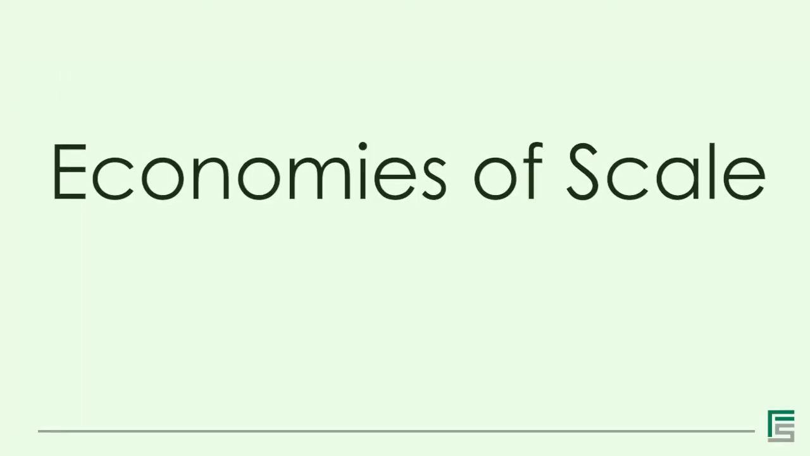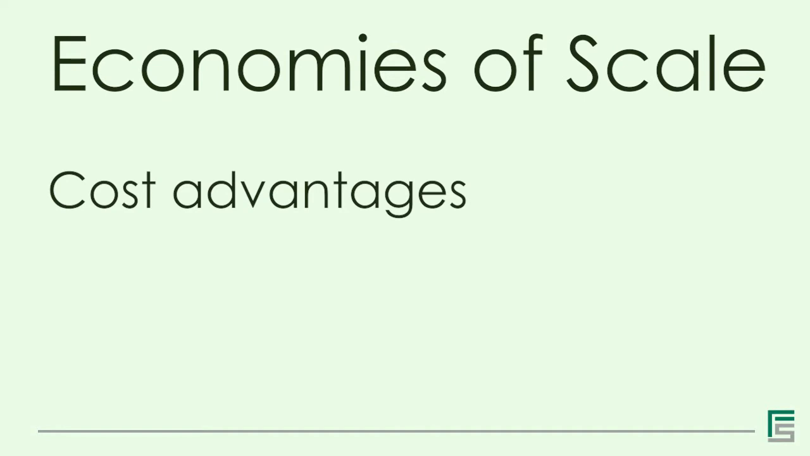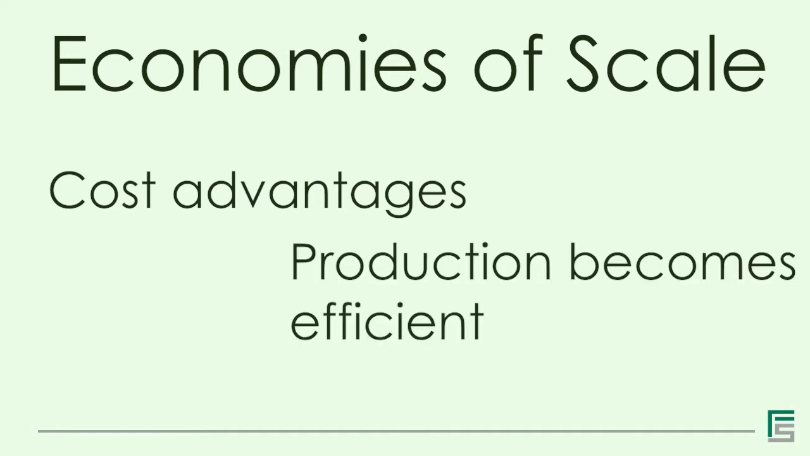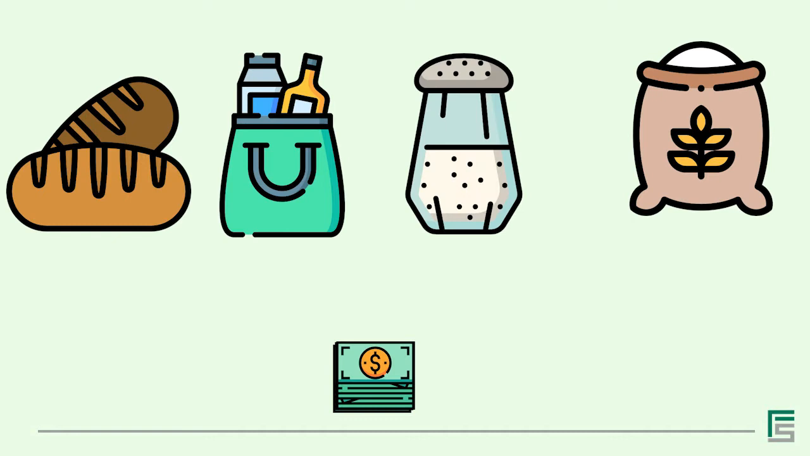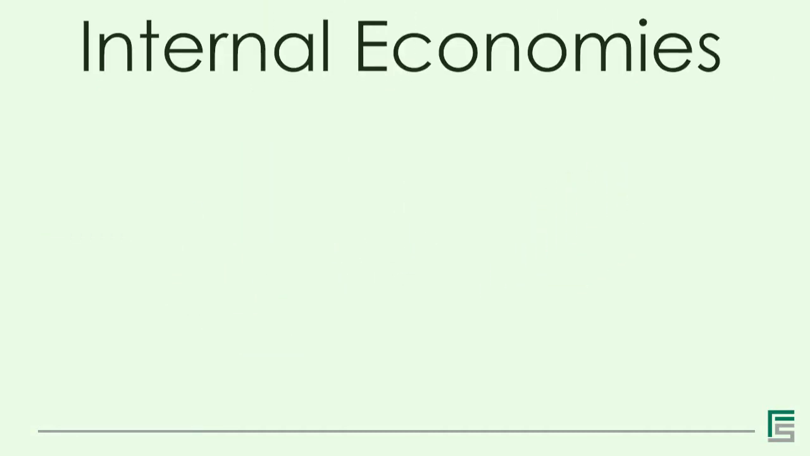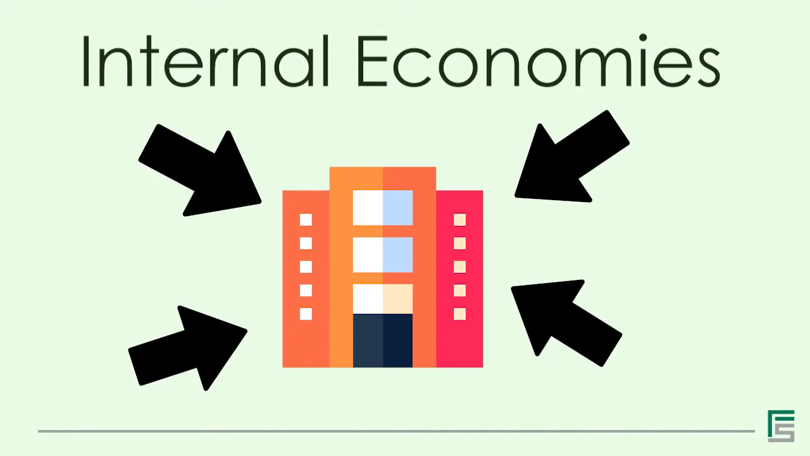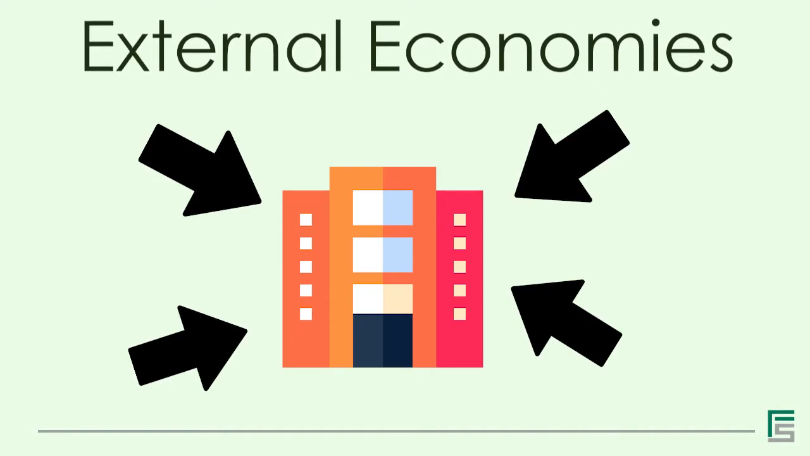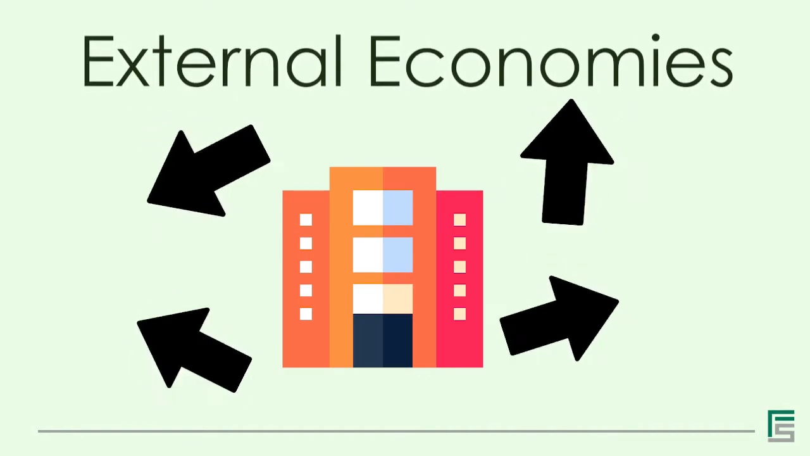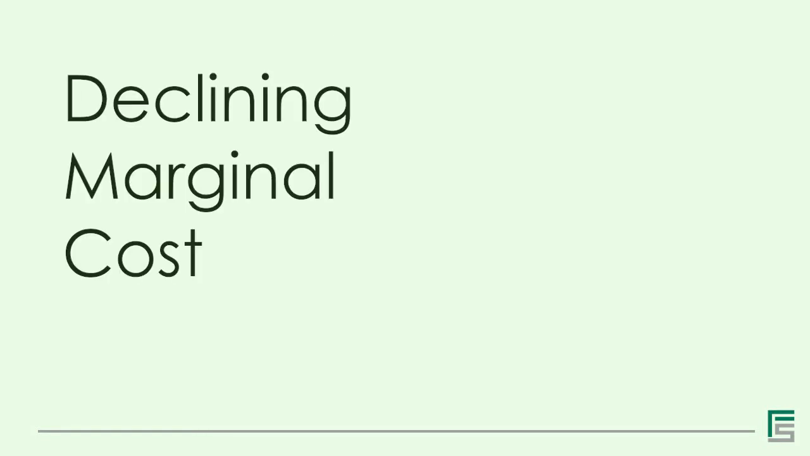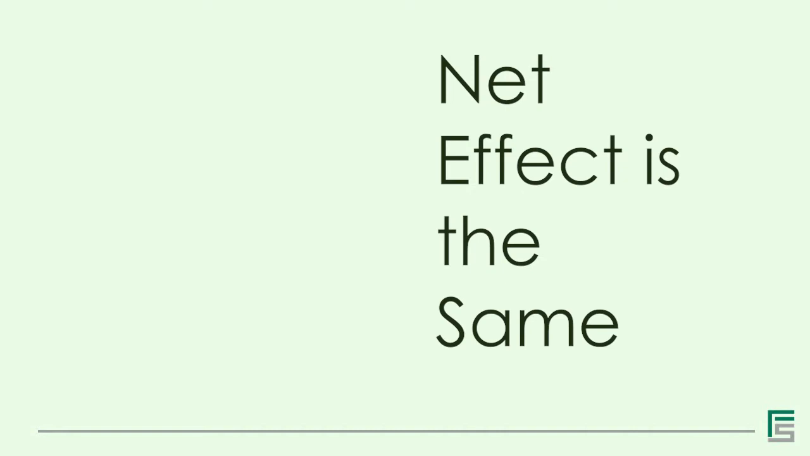Let us start by defining economies of scale. Economies of scale are cost advantages companies experience when production becomes efficient, as costs can be spread over a larger amount of goods. There are two types of economies of scale. Internal economies are all about factors within the business, while external economies refer to factors outside the business. Both result in declining marginal costs of production, yet the net effect is the same.